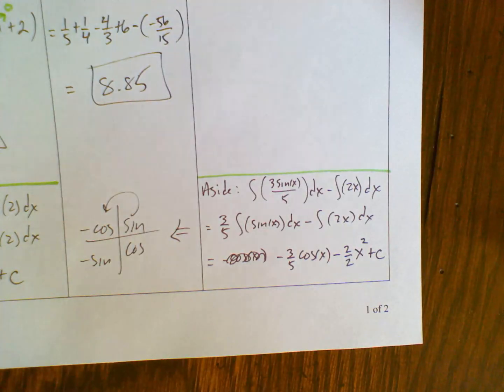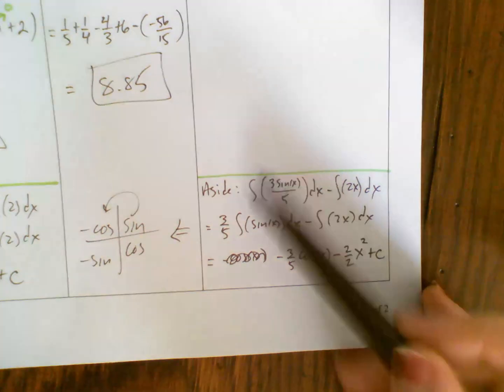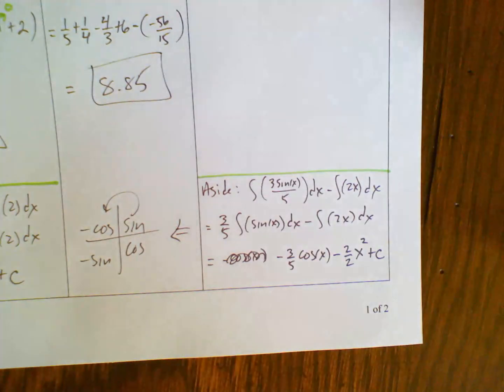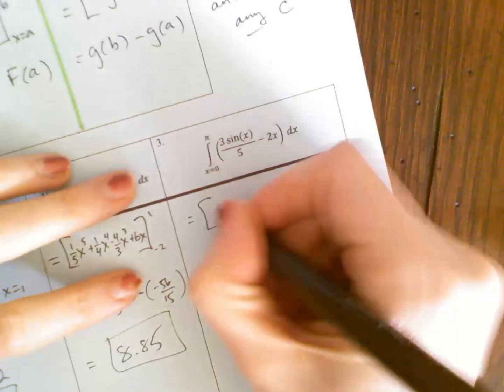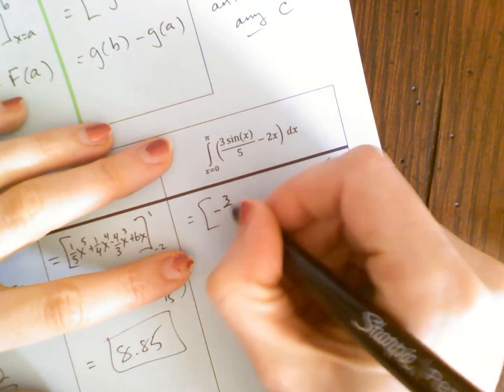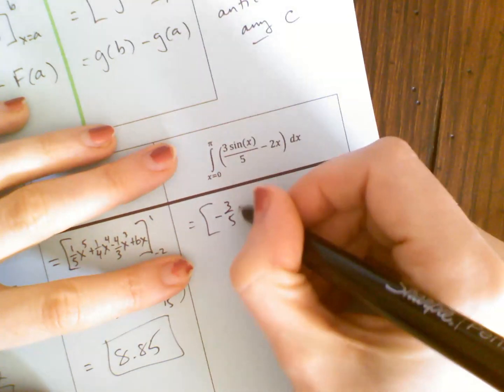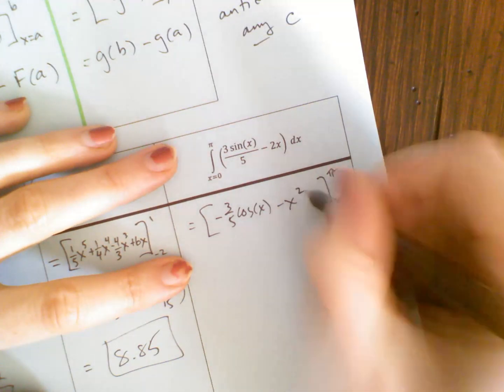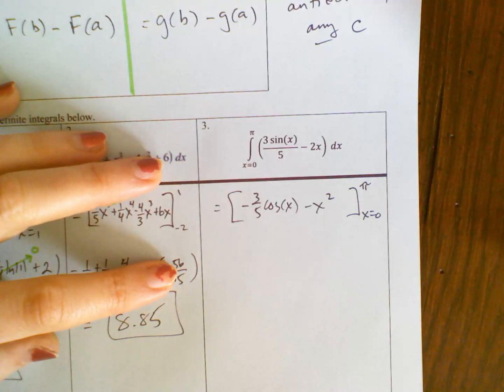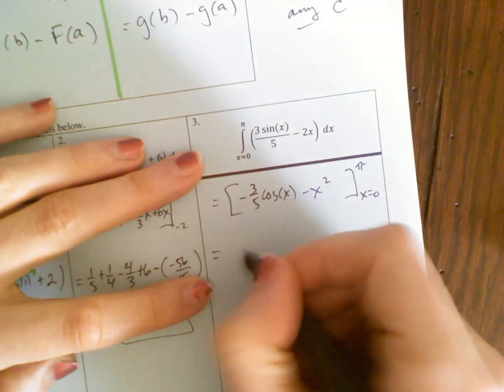Okay, so that's the antiderivative family. That's what an integral means without numbers on the ends. A definite integral means the area under the curve. So we could use any c. I'll use c equals 0, and then this is negative 3/5 cosine of x minus x squared. Okay, I'm going to plug in pi.